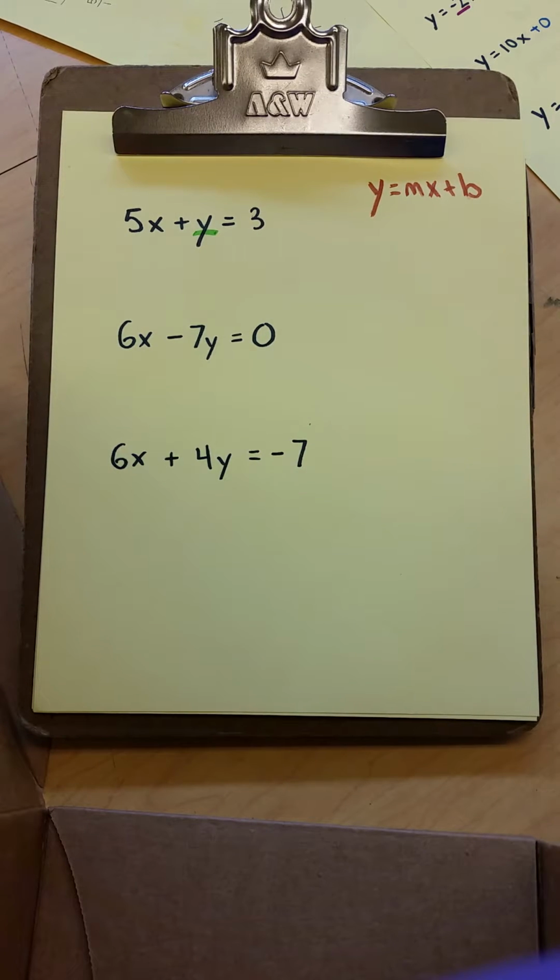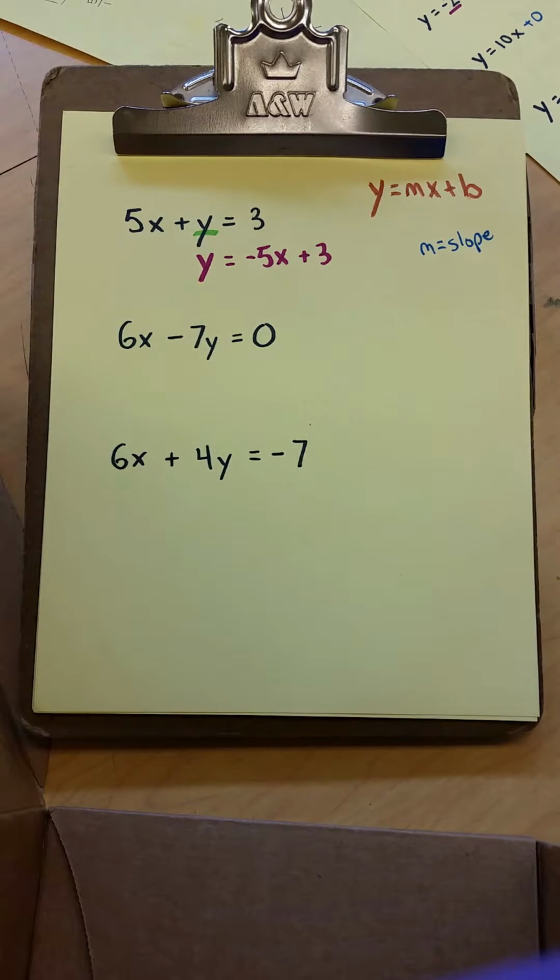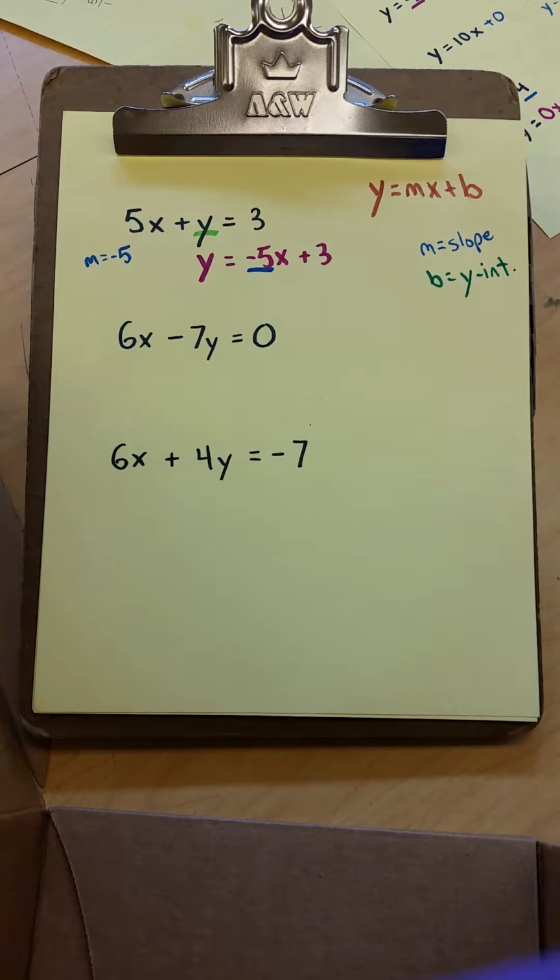We're going to move the 5x to the other side. When a term switches to different sides of an equation, it switches signs. It goes from positive to negative or negative to positive. We are now in y equals mx plus b form, so we can see our slope and intercept. Remember, m is the slope, and in this case, the slope is negative 5. The b equals the y-intercept, and in this case, it's positive 3.